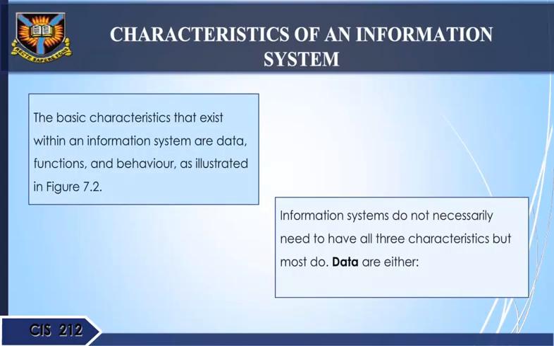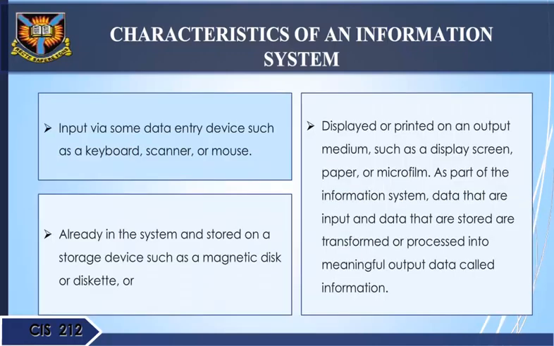Characteristics of an information system. The basic characteristics that exist within an information system are data, functions, and behavior. Information systems do not necessarily need to have all 3 characteristics, but most do. Data are either input via some data entry device such as a keyboard, scanner, or mouse, already in the system and stored on a storage device, such as a magnetic disk or diskette, or displayed or printed on an output medium, such as a display screen, paper, or microfilm.